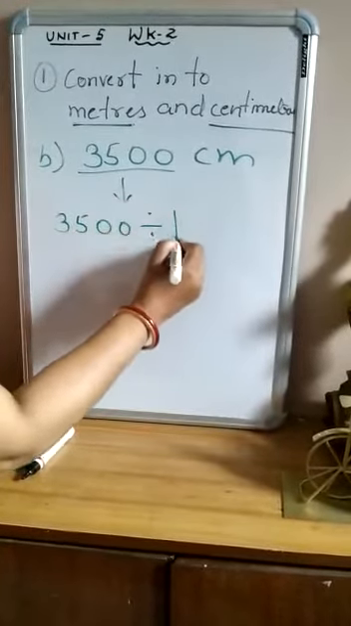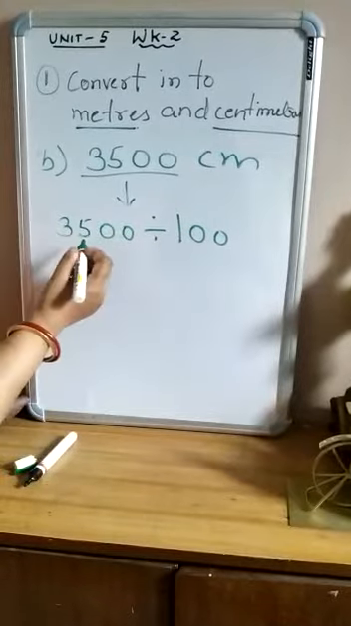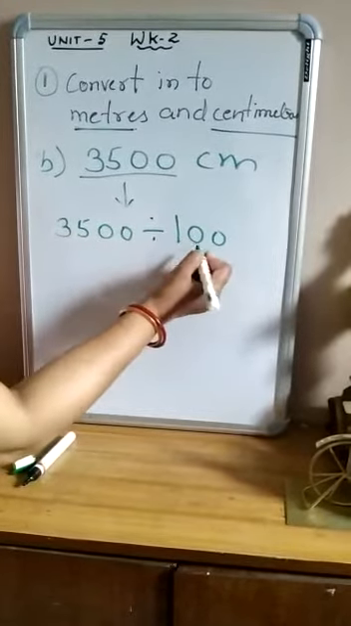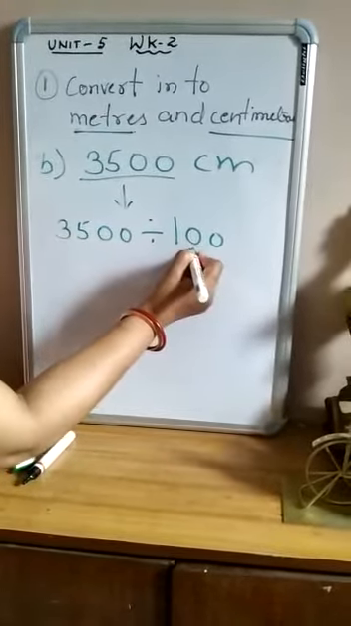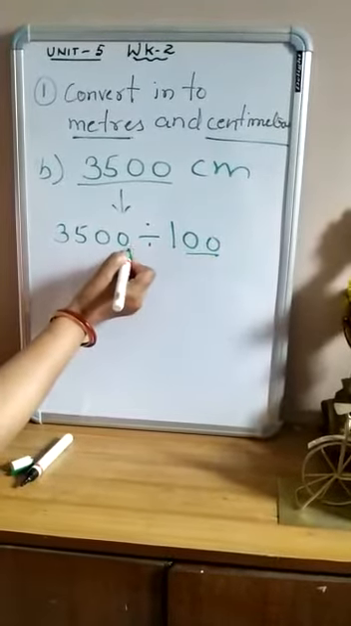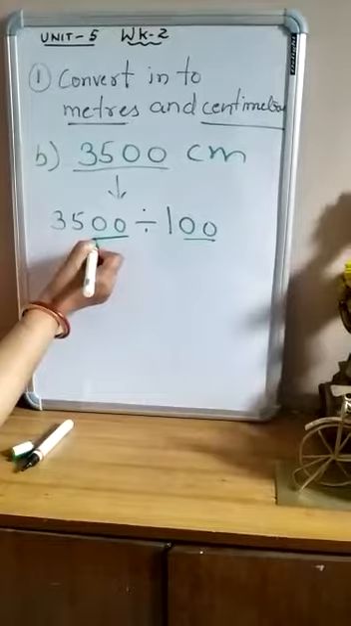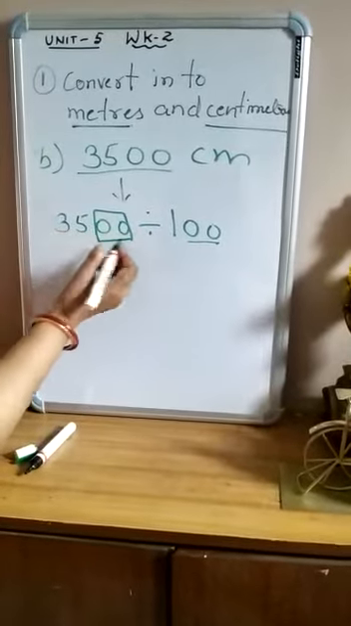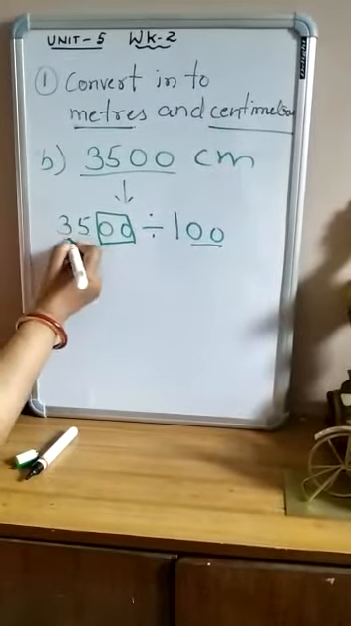Okay. Now when a number is divided by 100, then what is the quotient? The 100 is having 2 zeros. Okay, now I will remove the 2 zeros from the right side of this number. Okay, this 0 is the remainder and 35 is the quotient.